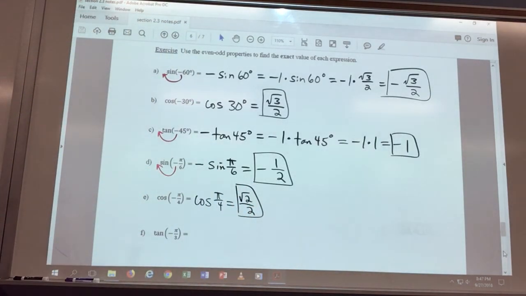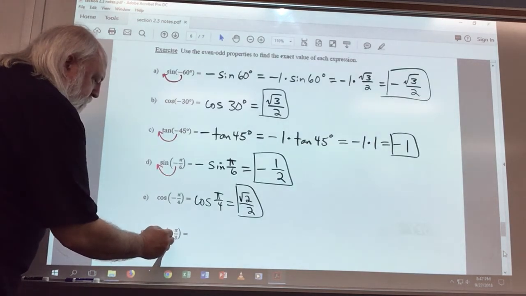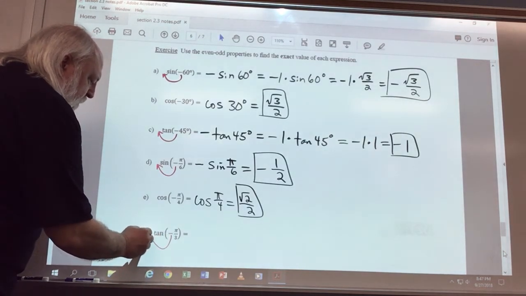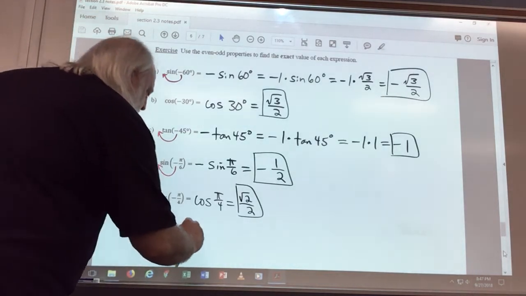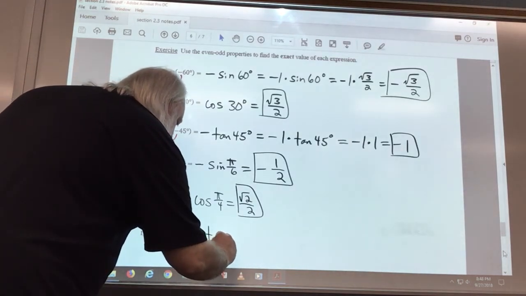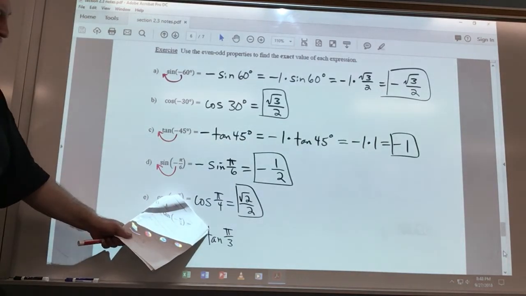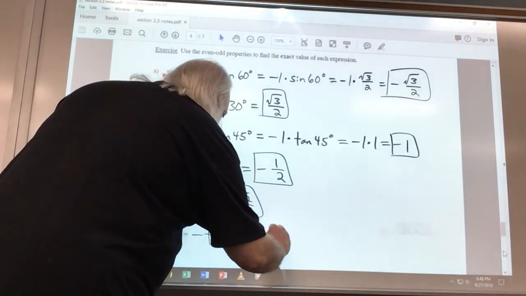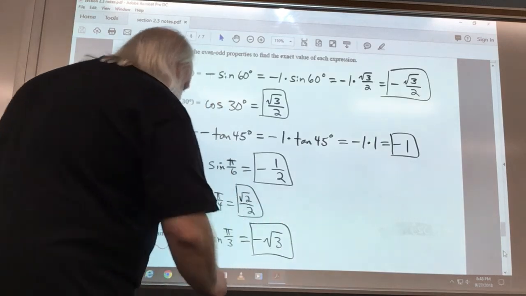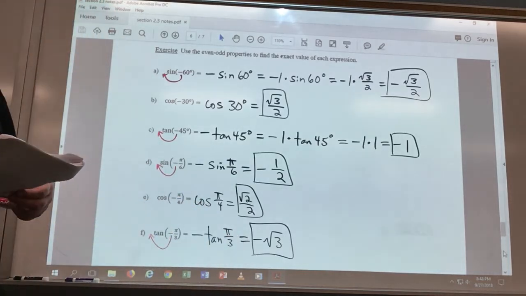And lastly, tangent of minus pi over 3 radians. Again, you know that tangent's an odd function, so we have to bring the minus sign out in front of the tangent. And so this is equal to the negative of tangent pi over 3. And tangent pi over 3 is equal to square root of 3. So this is equal to minus root 3. So the tangent of minus pi over 3 radians is equal to minus square root of 3.